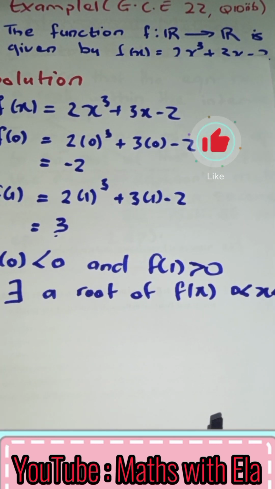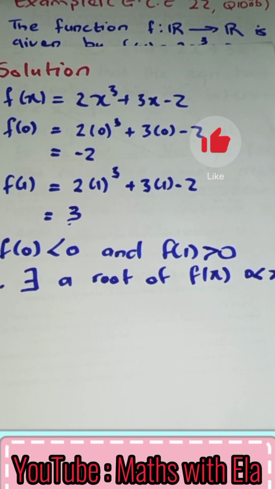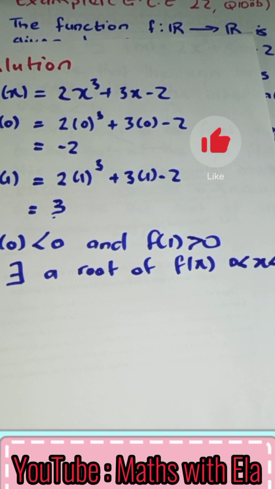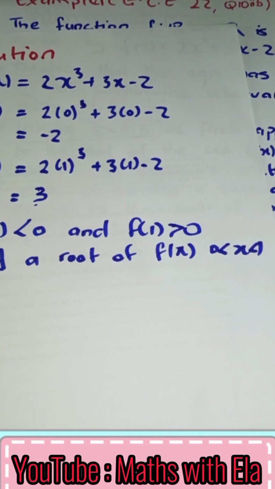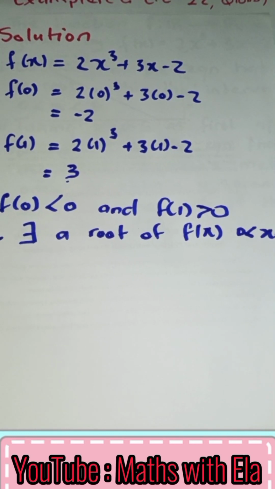So that's how we can show that there exists a root between an interval. We evaluate the function at the endpoints of that interval, and if you notice a change in the sign, that is, one is negative and one is positive, then it's enough for us to conclude that there exists a root to that equation in that given interval.